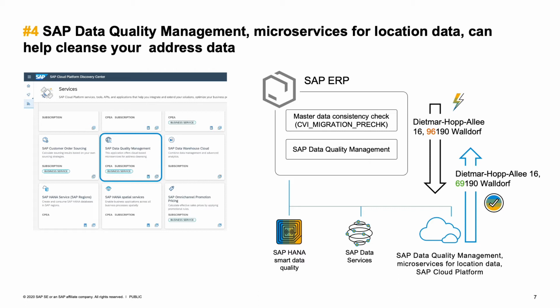You run the report, CVI migration pre-check. It gives you all the erroneous and inconsistent records, and basically in the background then calls the data quality management solution and proposes corrections for the faulty addresses. So with this tool and the microservice in the background, it only costs a few cents to fix one record. So if this is a challenge that you see in your system, please explore this option further.